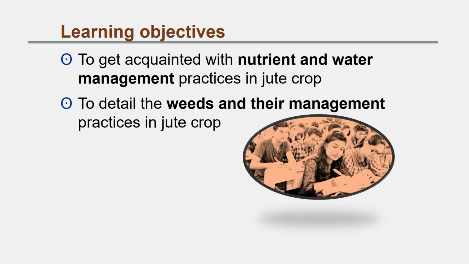The learning objectives of this lecture are to get acquainted with nutrient and water management practices in jute crop. So in this case, we will see the major roles of different nutrients being played in growth and development of jute crop. What are the deficiency symptoms, under what conditions these kind of deficiencies occur, and also the water management of jute crop will be discussed, and then the detail related to weeds and their management will also be discussed. It will include broadleaf weed, narrow-leaf weed, and how they are managed in jute crop.